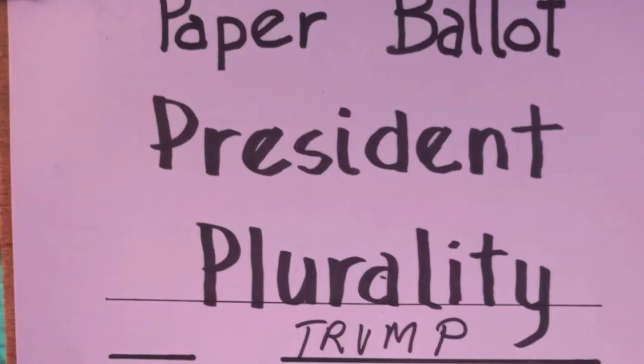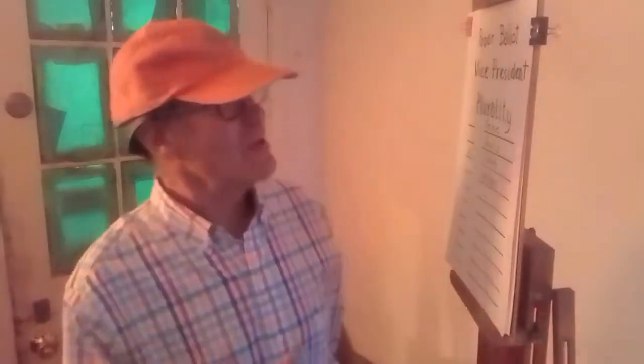Let's talk about plurality voting. You don't vote for them together. Vice President and President are each elected separately. But ultimately, whoever is picked for Vice President automatically goes with President.